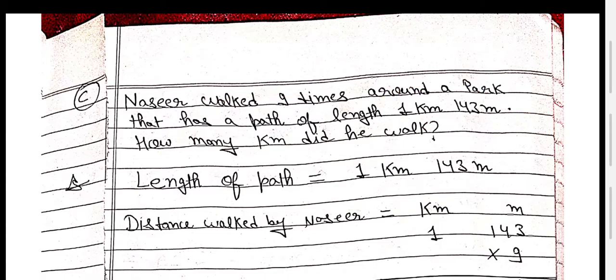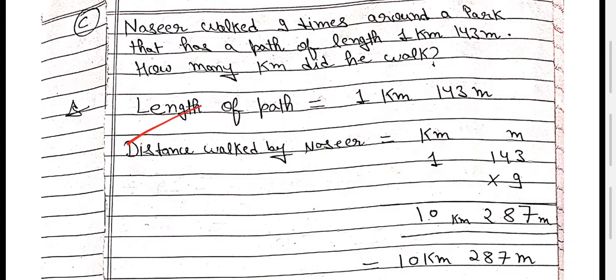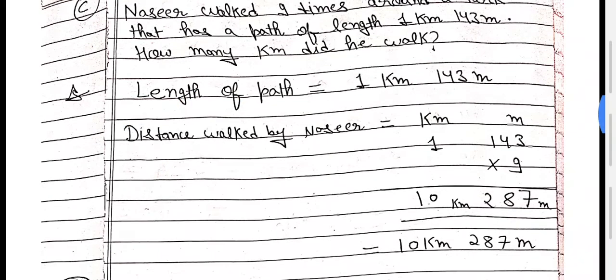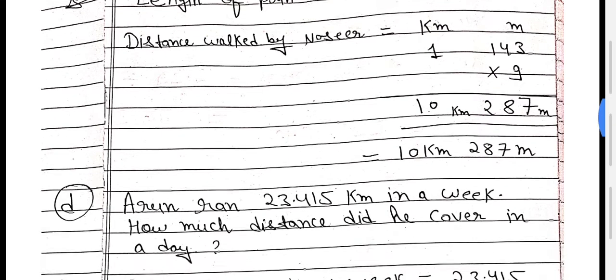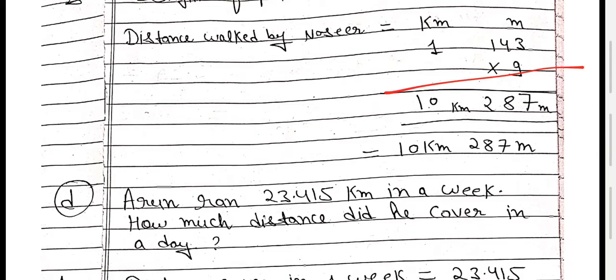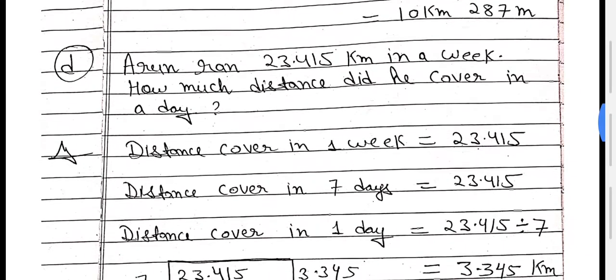They have to cover more distance, so for more you have to do multiply. So right here the length of the path is 1 kilometer and 143 meter. Then the distance walked by Nasir, how much distance is covered by Nasir? So you have to multiply this total by 9. When you multiply, what will you get? Just 9 3s are 27, 7 carry 2, 9 4s are 36 and 2 is 38, 8 carry 3, 9 1s are 9 and 3 is 12, 2 carry 1, 9 1s are 9 and 1 is 10. So your answer is 10 kilometer and 287 meter. It is the distance covered by Nasir in 9 rounds.